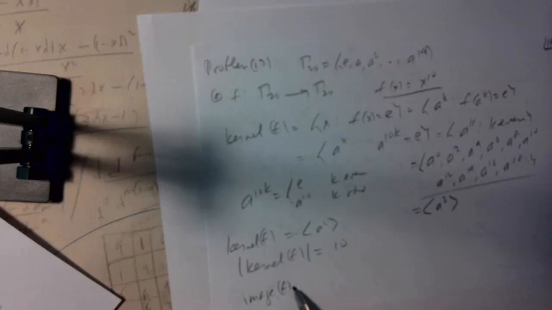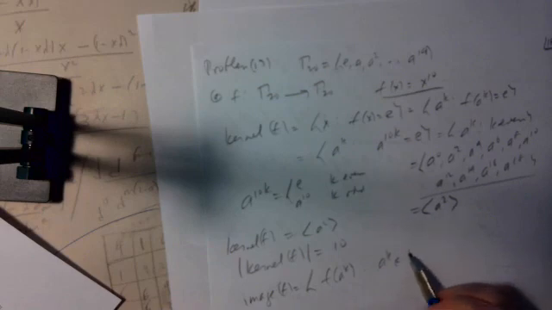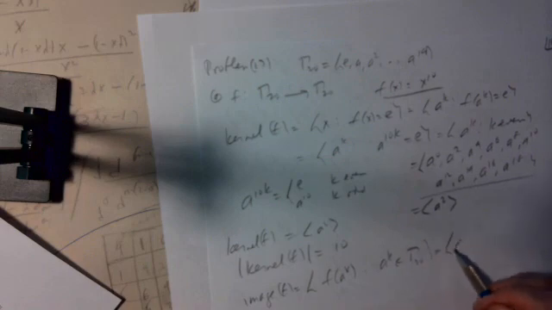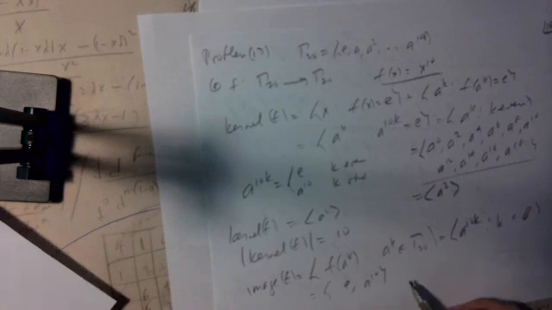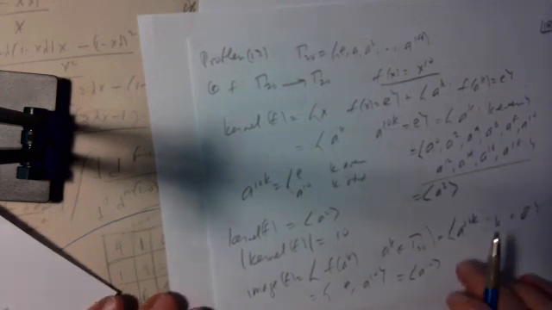And the image of f, this is the set of all f of a to the k in this group. So that's all a to the 10k, k an integer. And there are only two values in the image. If k is even, you get the identity. If k is odd, you get a to the 10th. So the image of f is this two-element subgroup, or you could say it's also the subgroup generated by a to the 10th. That's what it is.